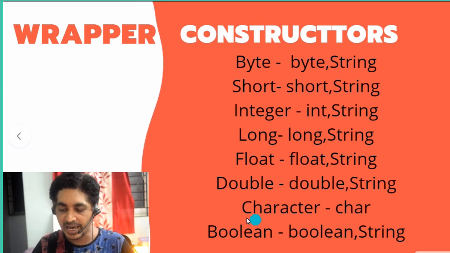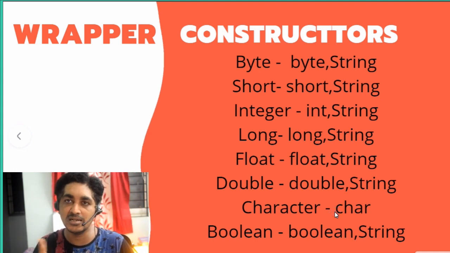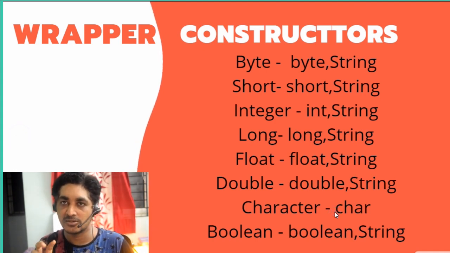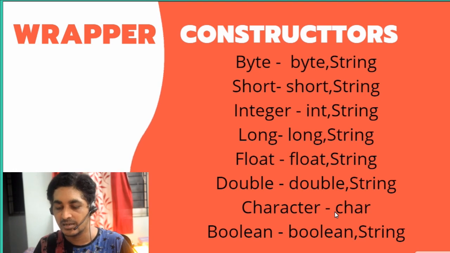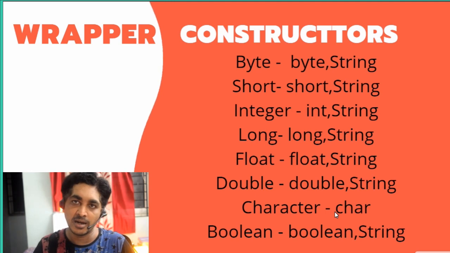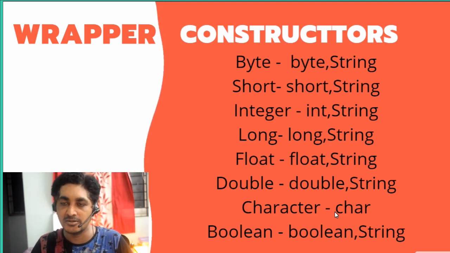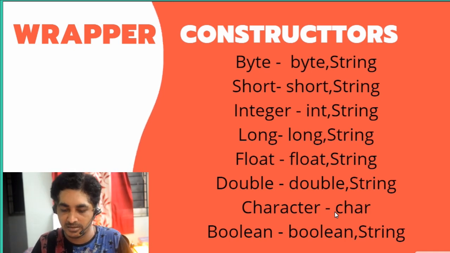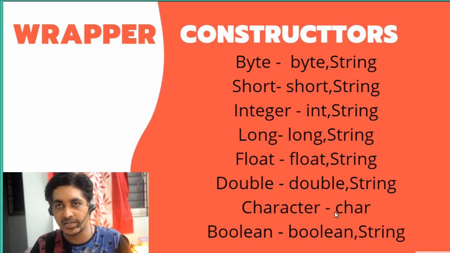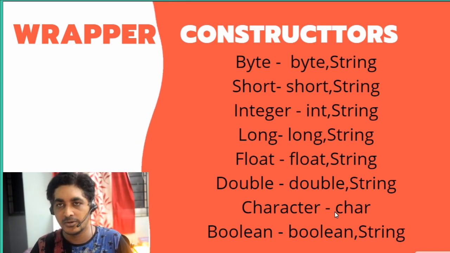So here, character alone you can't create using a string. Why? Because character means it's a single character, so that is nothing but a character, right? So for character you can't create by passing a string. You can create by passing only a character. You can create a character wrapper class. Okay, for boolean you can create, but you have to pass true or false. Even if you pass some other thing, it will give false. Basically by default it will be false. Okay, you can pass true or false.